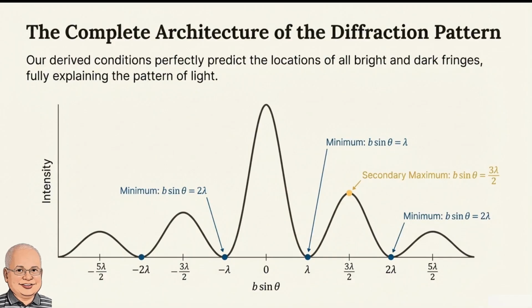Minimum is where we get b sin theta equal to lambda by 2. So from the center, if we move to plus minus lambda, that will give us b sin theta equal to lambda. That is a minimum. Then 2 lambda, that is another minimum. That way we will keep on getting the minima. Next.